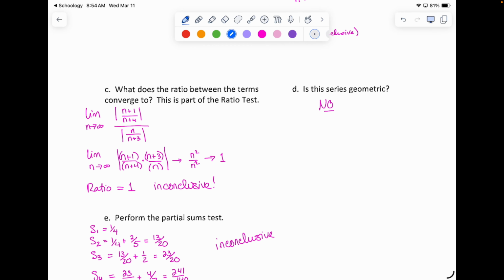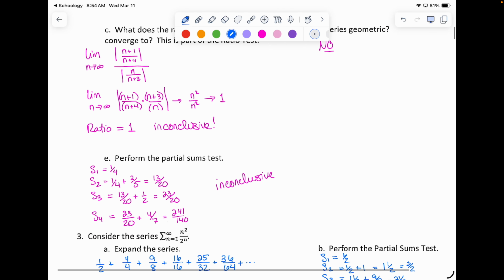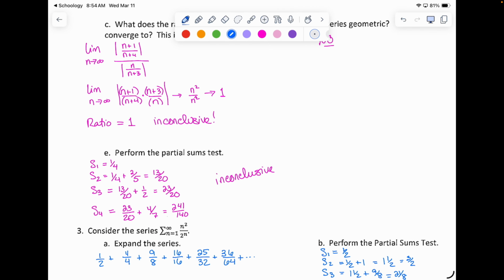It wasn't geometric. It doesn't have a common ratio. When I looked at my partial sums test, I can show some of these sums, but it's not going anywhere for me right now. So I can't really see what's happening. So for that whole one, at least right now, without using more tests, it's inconclusive. I don't know what's going on with this. I have not proved that it converges or diverges. I would need to do some other tests to figure it out.